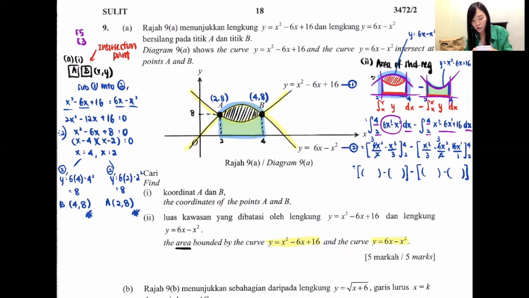I press the calculator. So 3, 4 squared minus 4 cubed over 3. I get 80 over 3 when I sub 4. 3, 2 squared minus 2 cubed over 3. I get 28 over 3. Then the back one, 4 cubed over 3 minus 3, 4 squared plus 16 bracket 4. 112 over 3. Then 2: 2 cubed over 3 minus 3, 2 squared plus 16 bracket 2. 68 over 3. Guys, you must practice a lot so that your calculator skill will be super duper fast. This is a very important thing.